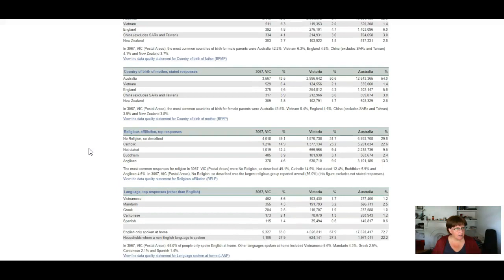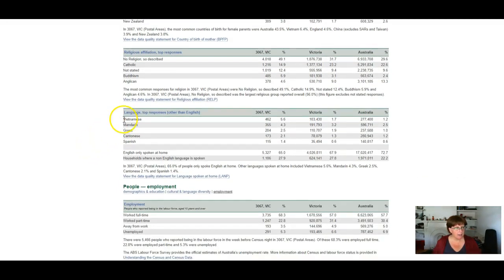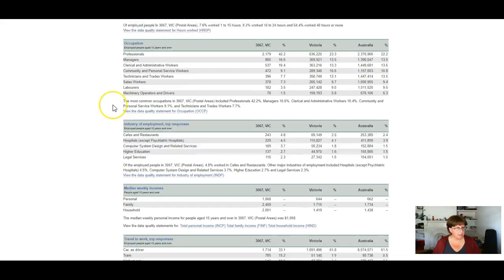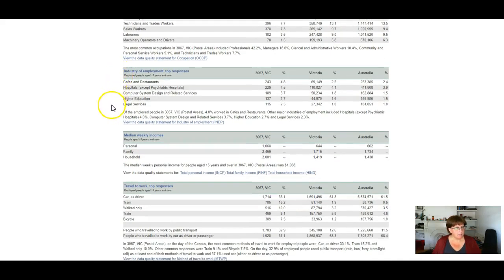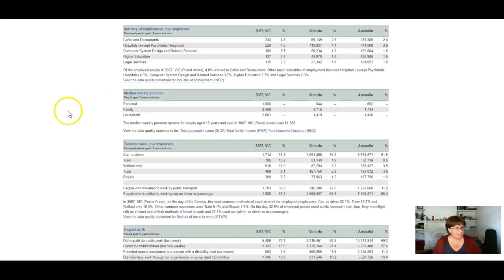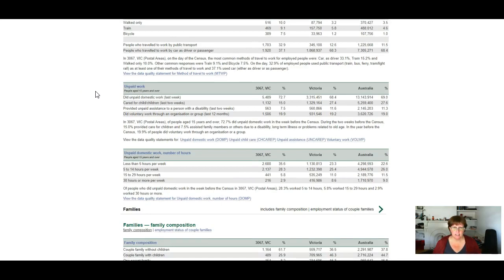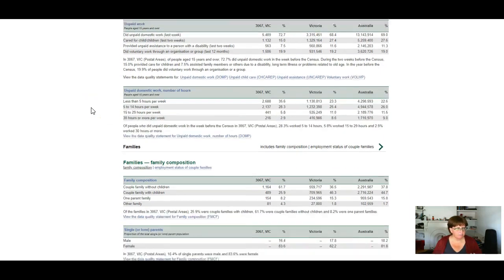Lots of other things that you can learn here: country of birth, religion, language other than English. So again, highest is Vietnamese, which is why the collections in the Collingwood Library, a lot of them are in Vietnamese. We've got some employment statistics, hours of work, types of occupations, the industry that people are working in. That must be one of them is me, 137. There would be 136 without me. Incomes, how they get to work. So you'll recognise these questions from when you did the census, if you did the census, because these are the questions that you were asked.